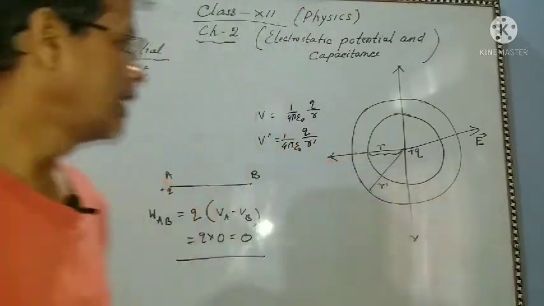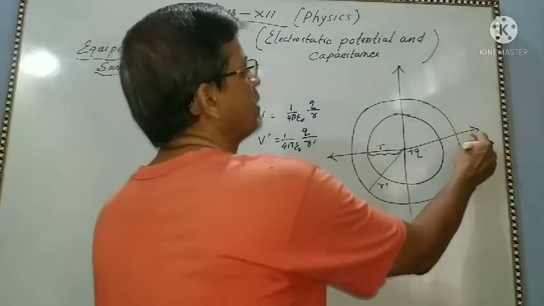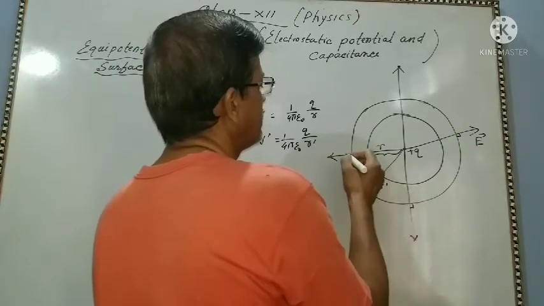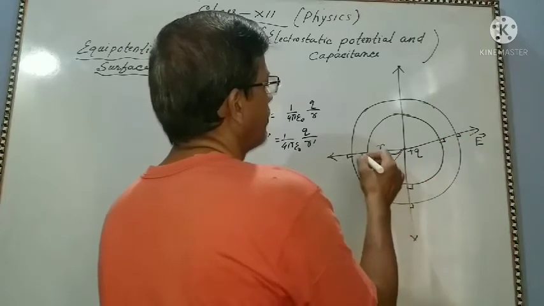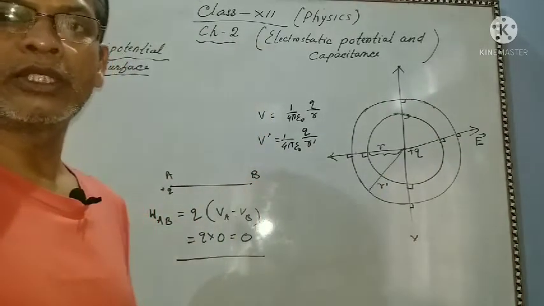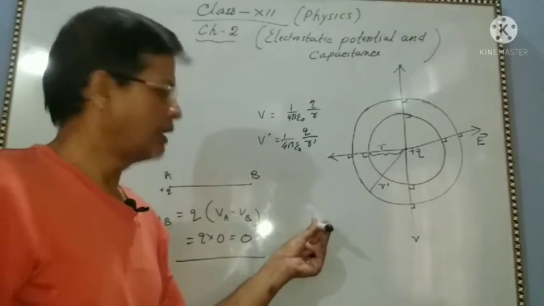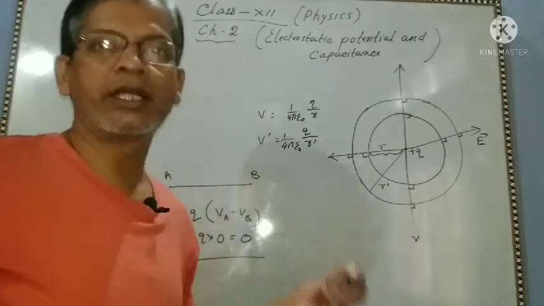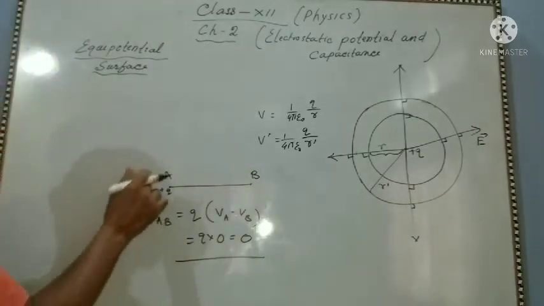And another point is, on an equipotential surface, the electric field will be perpendicular to the surface. That means this electric field is perpendicular to this, this is perpendicular to this, this is perpendicular to this. So perpendicular to the surface. If this is an equipotential surface, the electric field will be perpendicular to it. This is the electric field, this is the surface, so this angle is 90 degree. Clear?